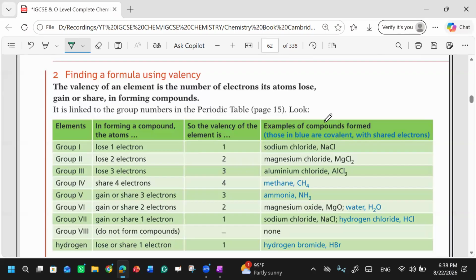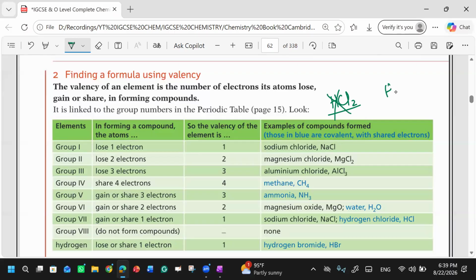Can you give me any other example of this? Group number 1 atoms with any other non-metal. Hydrogen and chlorine. Hydrogen belongs to group number 1, and chlorine belongs to group number 7. So you see, hydrogen is making one bond with chlorine. You don't see HCl2. Have you ever seen this, HCl2? This is not possible.